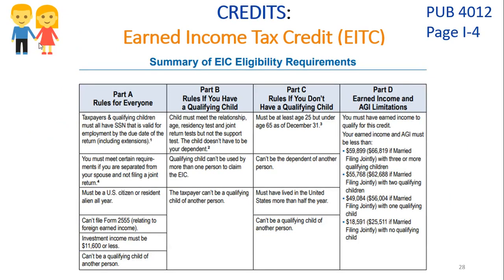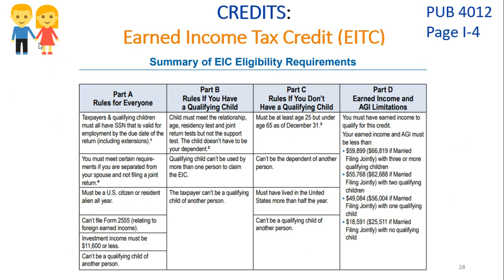I-4 here is this great tool that I use quite a bit when we're discussing earned income tax credit. On the right hand side, you can see the income limitations as to how much you can make with the number of children you have. At the very bottom, $18,591 is how much you can make as a single person with no children and still get earned income tax credit. So up to $18,591.